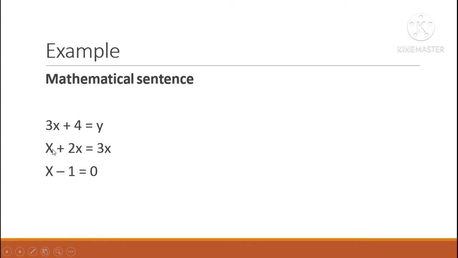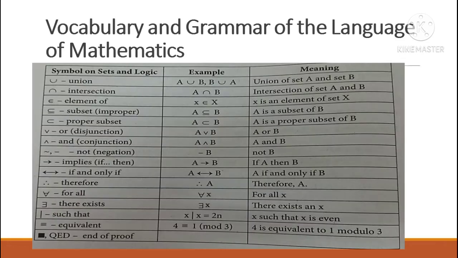Then, next: x plus 2x is equal to 3x. Then, the next one is x minus 1 is 0. Bakit naging 0? Kasi, itong x natin, ibig sabihin yan is 1. So, 1 minus 1 equals 0. Then, this one, kaya naging 3x siya, dito x natin, yan ay mayroong imaginary number dito, imaginary number na 1. Hindi naman natin siya kailangan pang ilagay na 1x. Common sense na yun. So, x plus 2x is equal to 3x. So, ito class yung magiging example for mathematical sentence.